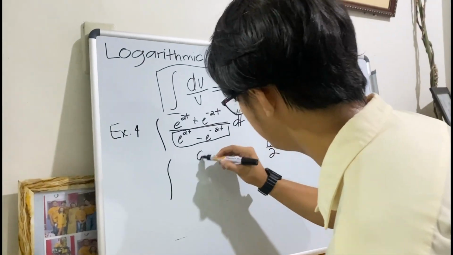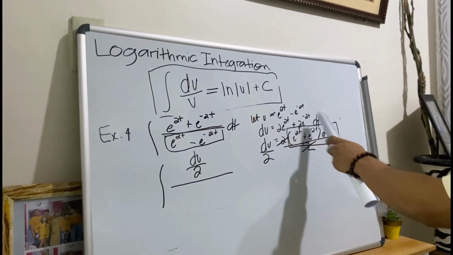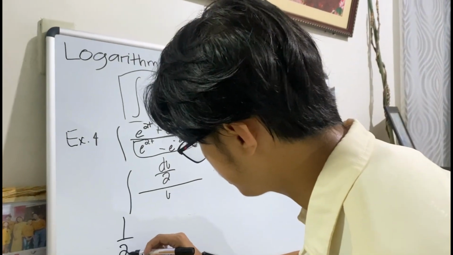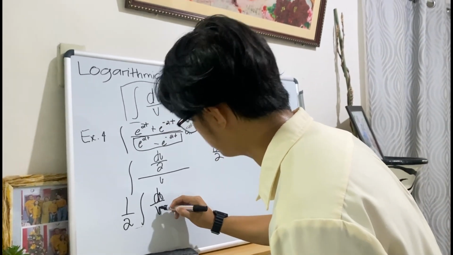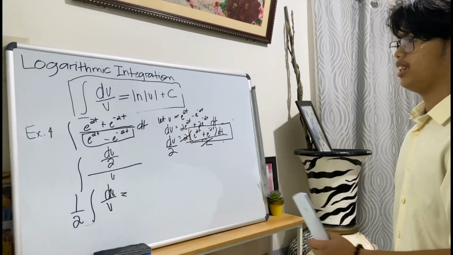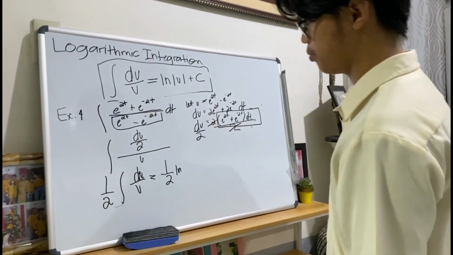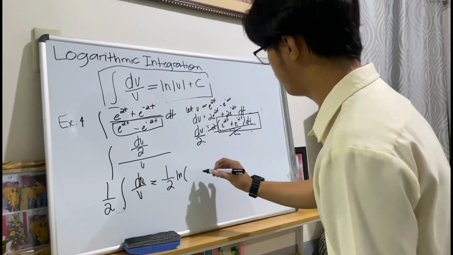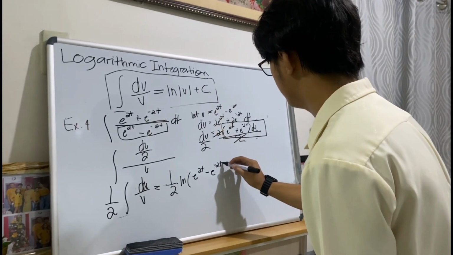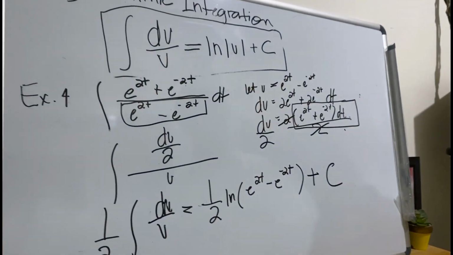This, we have du over 2 and our u is our denominator. So if we put 1/2 outside of our integrand, we have du over u. So we can use now the formula for integrating logarithmic. So we have 1/2 ln. What is the value of our u? We have e raised to 2t minus e raised to negative 2t plus c. This is now our final answer for this problem.